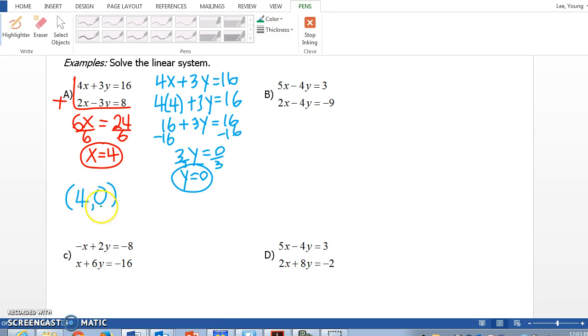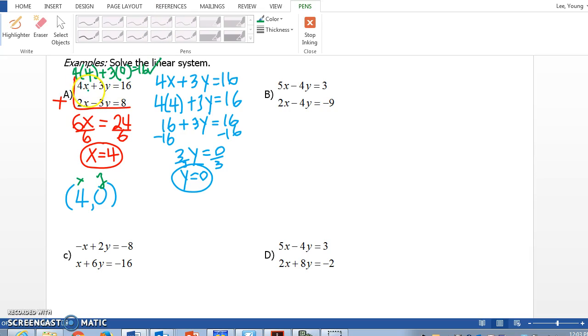So if you want to check it, you have to go back to the original equations. And we're going to substitute x with 4 and y with 0. So take a look at the first one. So I'm going to put this in my calculator. 4 parentheses, instead of x, we're going to put 4, plus 3 times parentheses, which is 0. Put that in your calculator. What do you see? You should get 16. Is that 16? Therefore, this is the right answer.